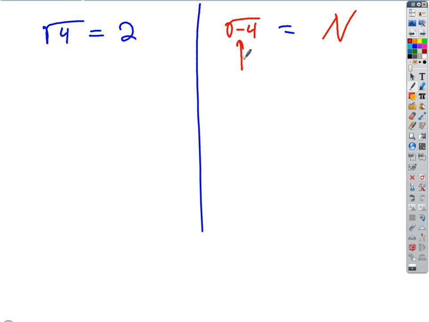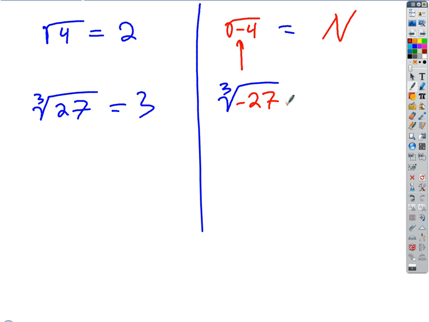Now let's compare that to the cube root of 27. It's 3, isn't it? What is the cube root of negative 27? Negative 3. It's negative 3.